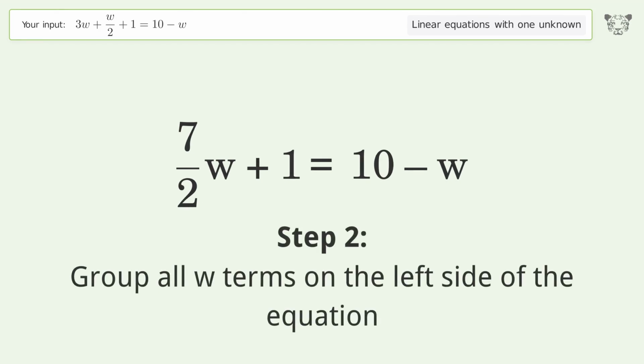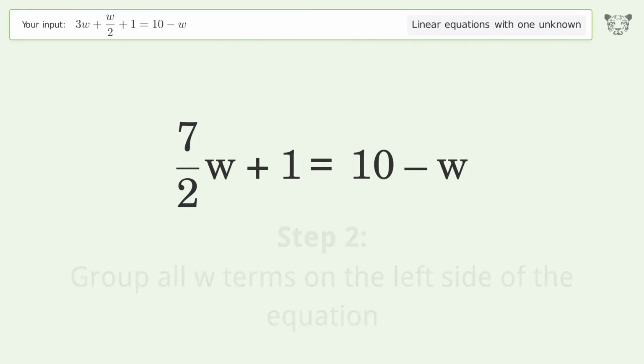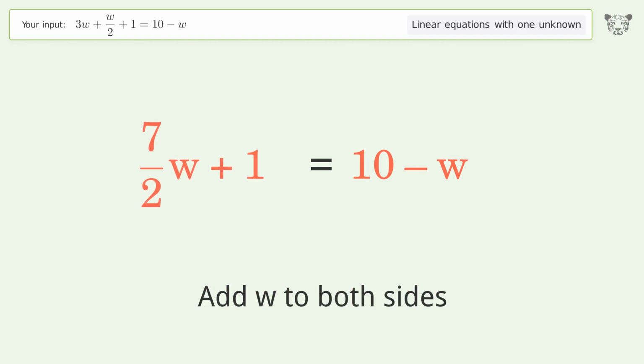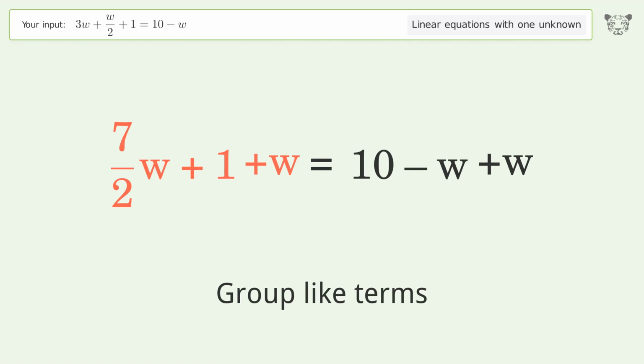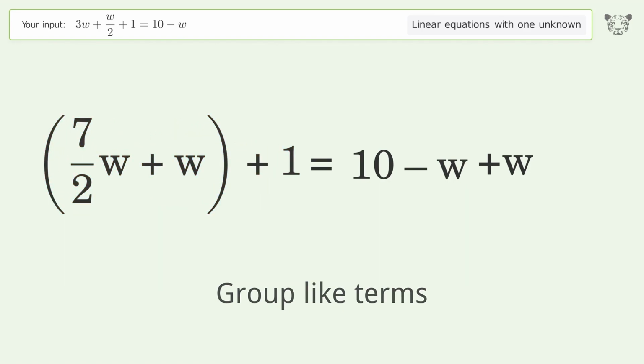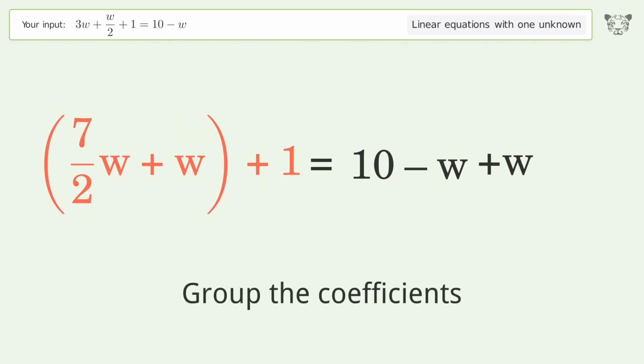Group all w terms on the left side of the equation. Add w to both sides. Group like terms. Group the coefficients.